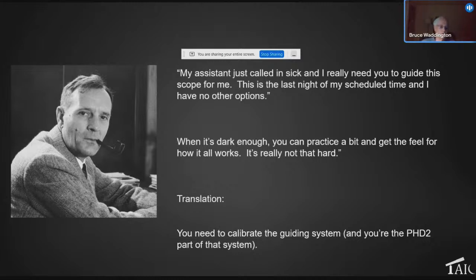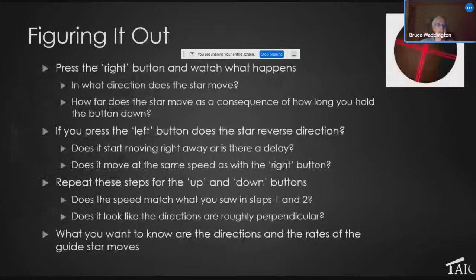So he goes on his way. You're standing there now with the hand controller and this humongous guide scope, and you have to think about what you are going to do. It's actually going to be pretty obvious. You're going to look through the eyepiece, and they've got you a nice guide star in there, and you're going to push a button, pick one, because you don't really have any way to know which ones are right ascension and which ones are declination, and all the labels have worn off of this thing.